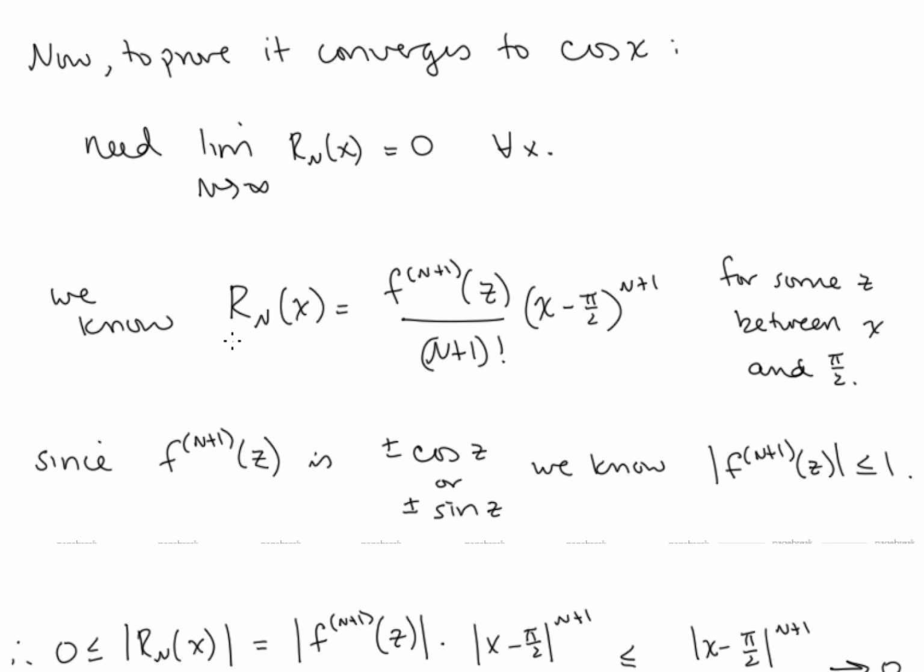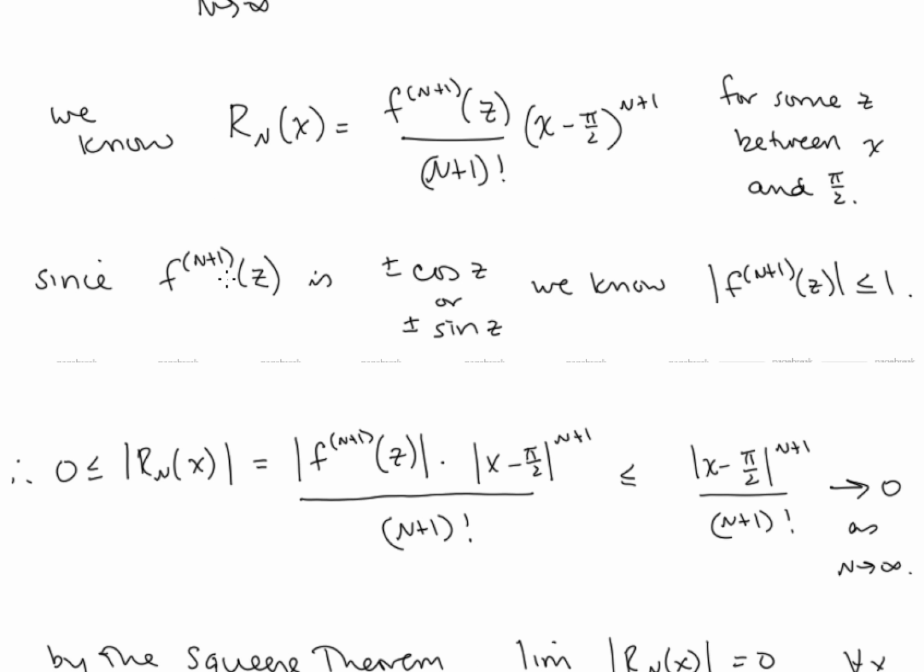So we use Taylor's formula to write R sub n as the n plus first derivative evaluated at some point z multiplied by (x minus pi over 2) to the n plus 1 over (n plus 1) factorial. And we know this z lies between x and pi over 2. Now, since all the derivatives of cosine x are going to be a positive or negative cosine or a positive or negative sine, we know that the absolute value of this term is going to be less than or equal to 1. So we're going to look at the absolute value of the remainder term so that we can replace this using an inequality. We can replace that by a 1.